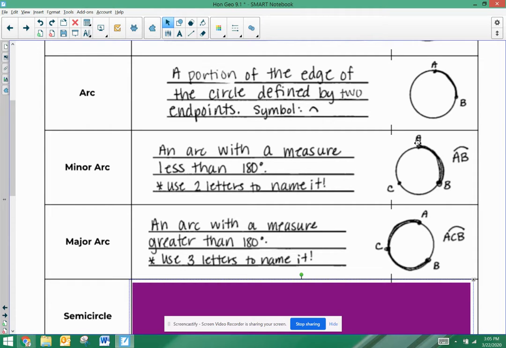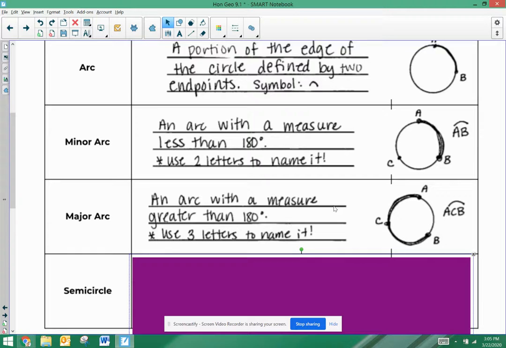So arc AB goes directly from A to B. Arc ACB has to go from A to C and then to B. So even though they have the same endpoints, that C in the middle tells me that this is a major arc and is going in the opposite direction.